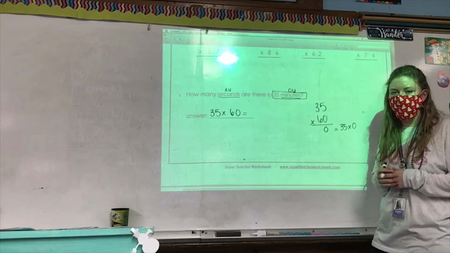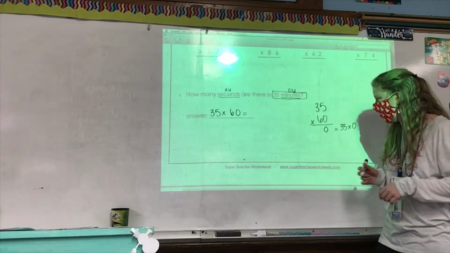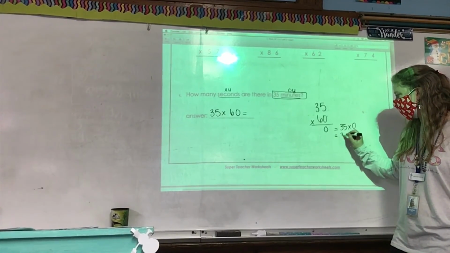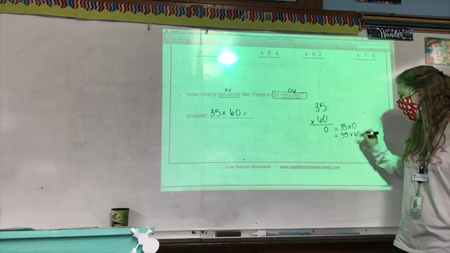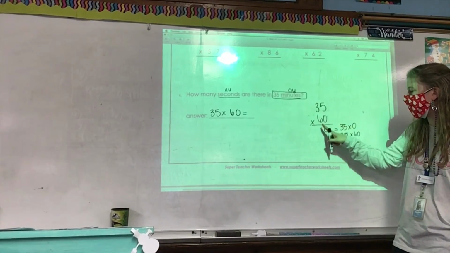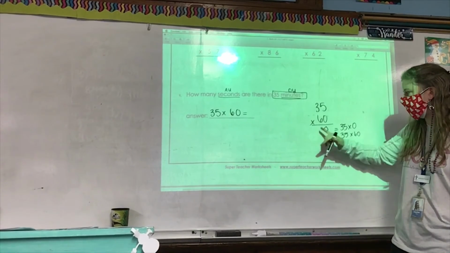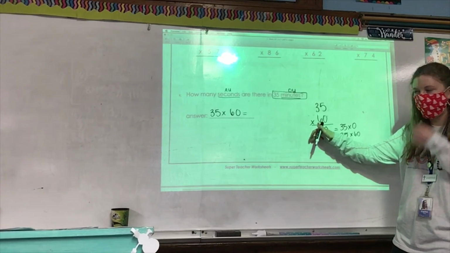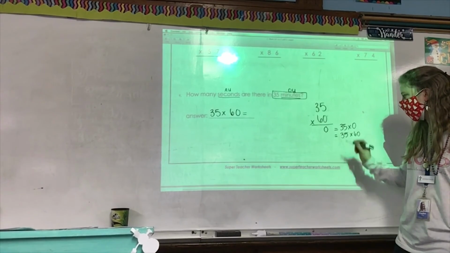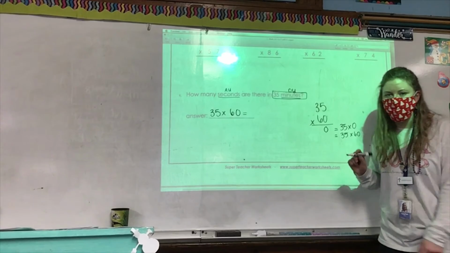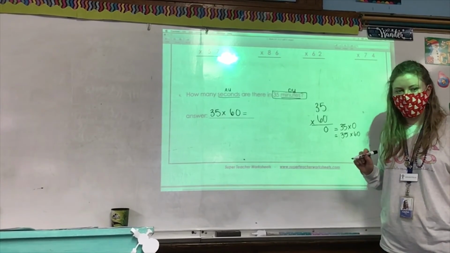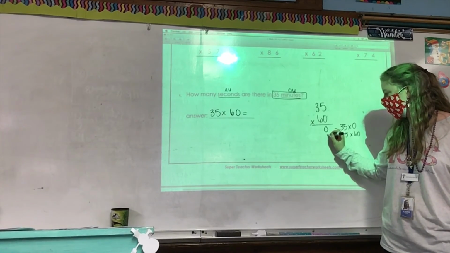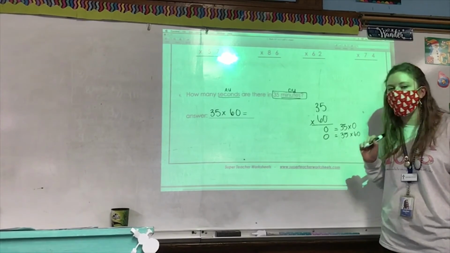Now I need to do step 2. What is step 2? Multiply the tens, which means I'm doing what equation? 35 times 60, because I take my whole top number factor and I multiply it by the value of the digit in the tens place. Carla, a 6 in the tens place is worth how much? 60. Okay, I'm multiplying by a multiple of 10, which means there's going to be a 0 in the ones place.